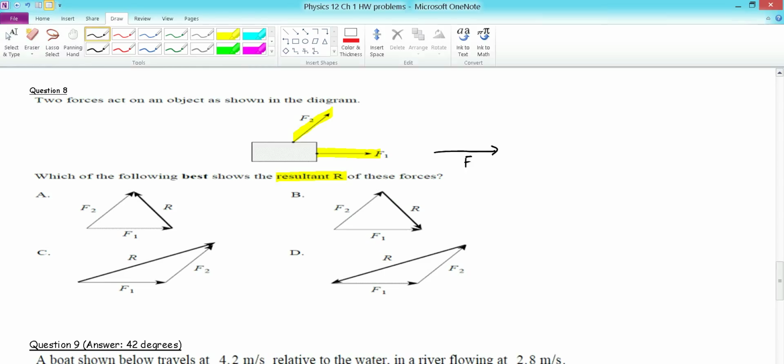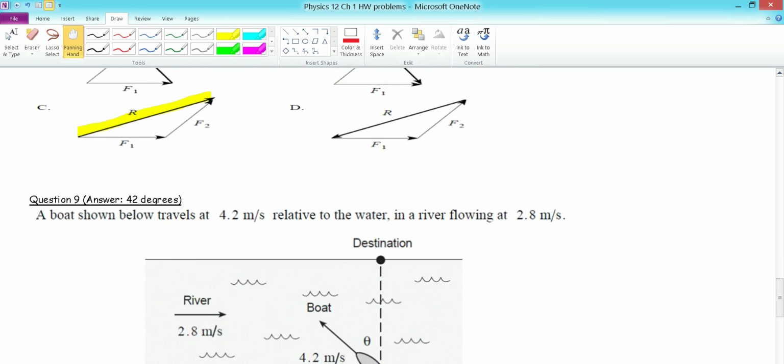This is vector 1, and there's vector 2. And the resultant would be from the start to the finish, just like that. So that would be the resultant. And for this diagram, the resultant here is simply going to be noted as F1 plus F2. All right, and I believe the resultant right here going up in the northeast direction is probably C. C is the best answer there. Okay. All right, let's move on to question number 9.